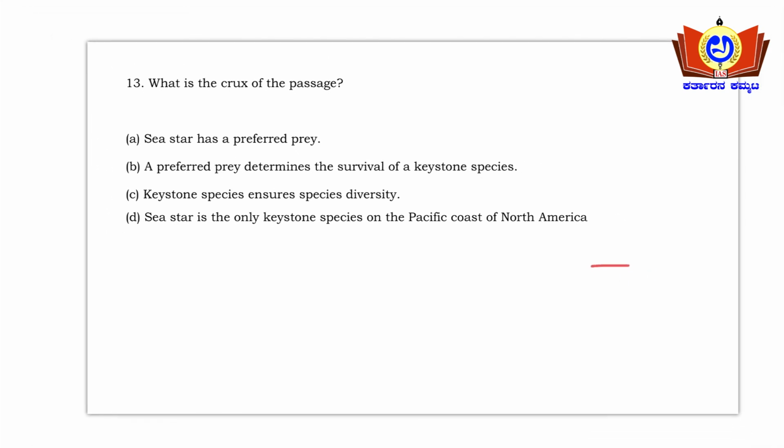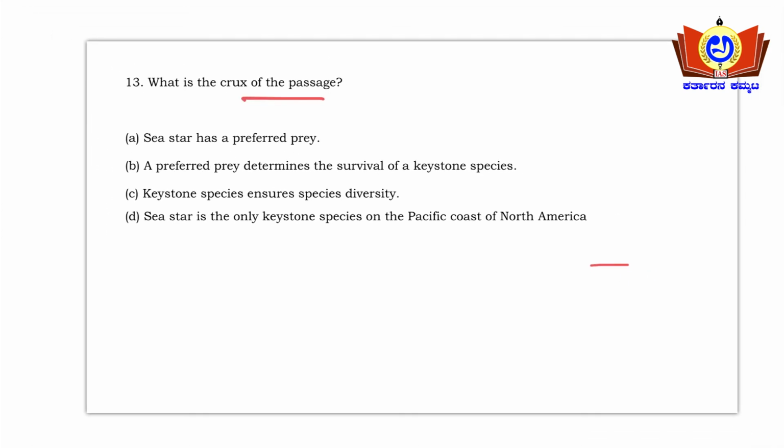So what is the crux of the passage here? Sea star has a preferred prey? No. A preferred prey determines the survival of the... actually this is on keystone species and species diversity. Okay, species diversity, this is the crux of the passage here. So option C is the right answer.